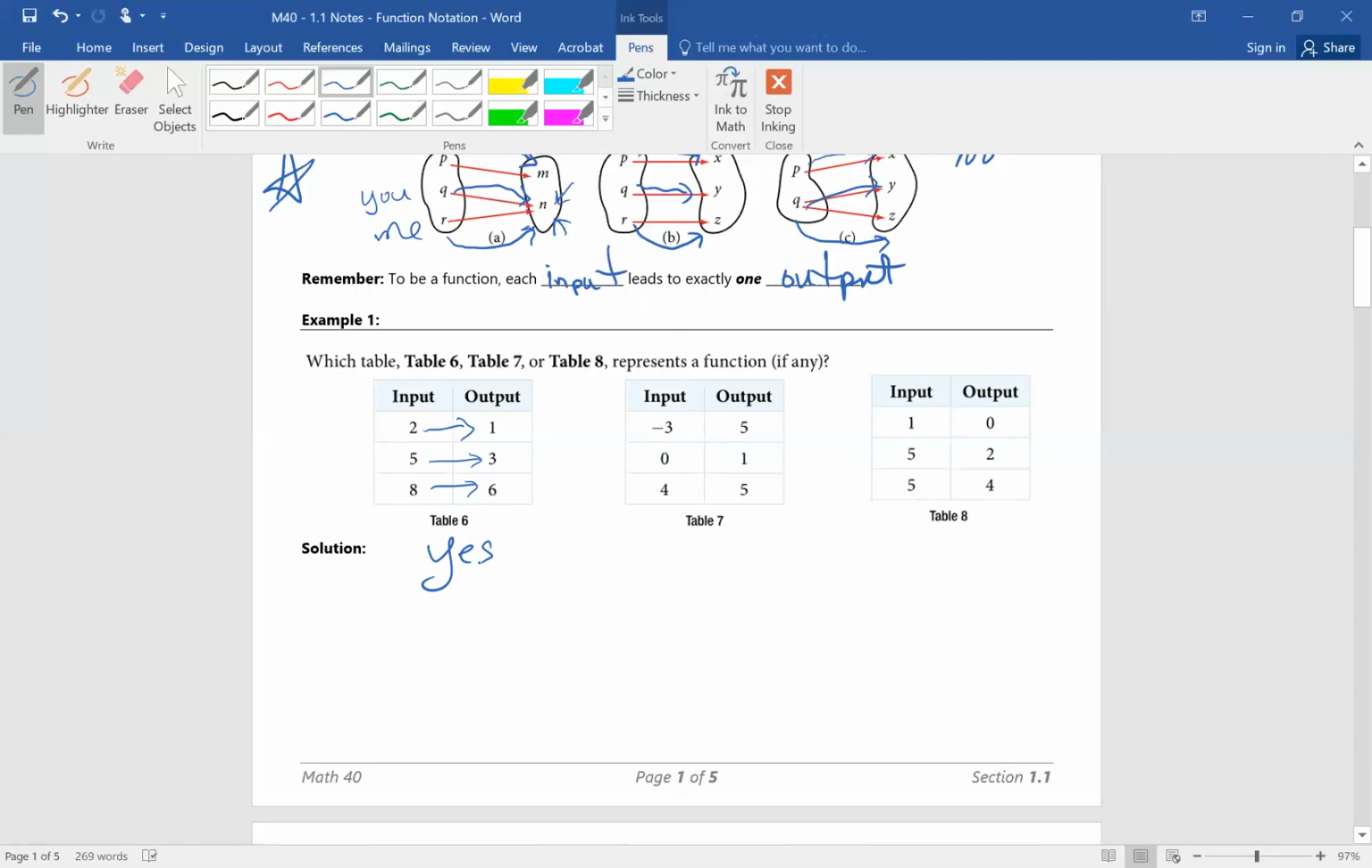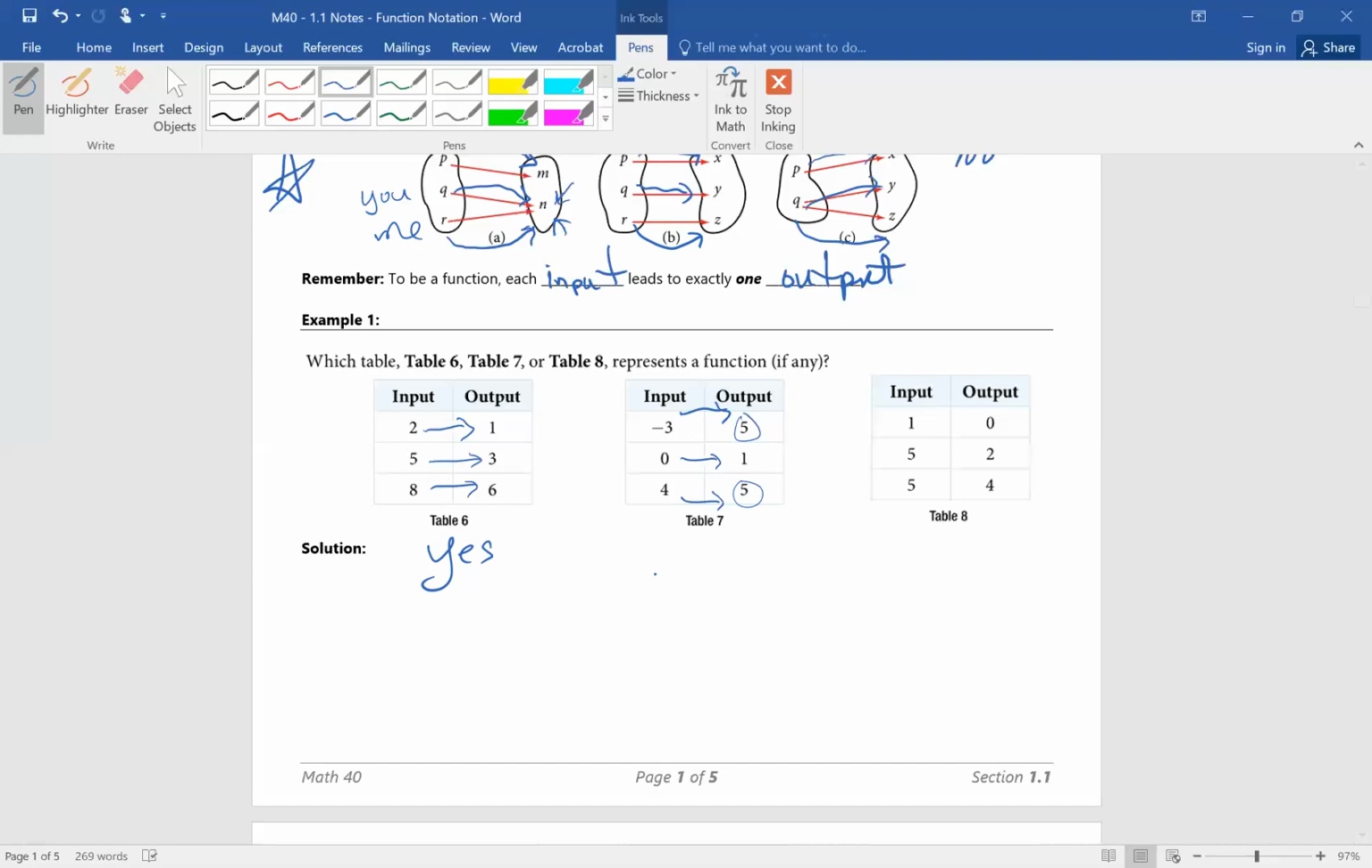And table 7. For an input of -3, 5. For an input of 0, 1. And an input of 4, 5. Every input has its own individual output. It doesn't matter that when you plug in -3 you get 5, or when you plug in 4 you get 5. The outputs can be the same. It's just that there can only be one output.